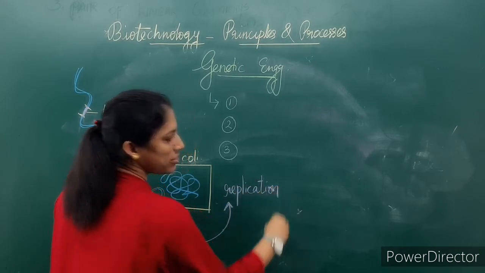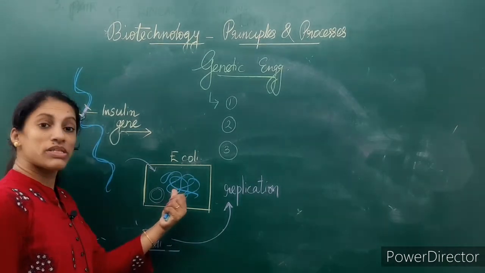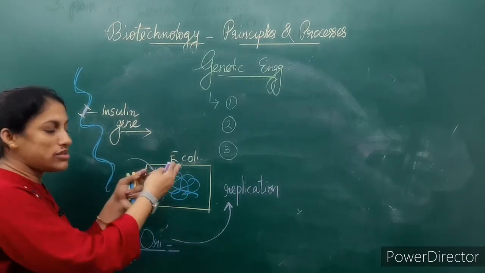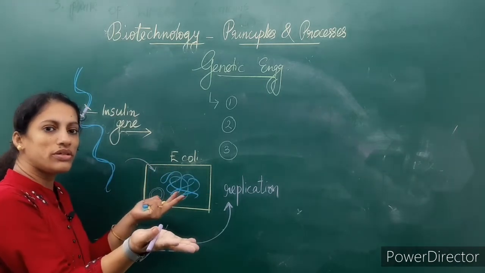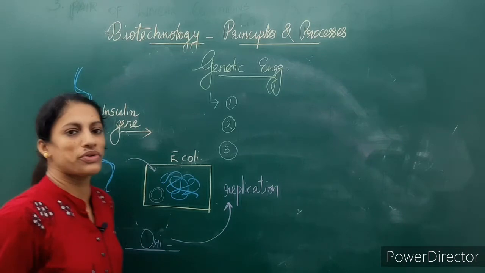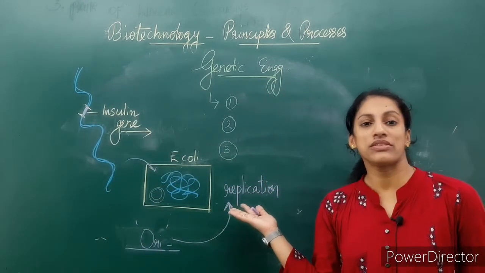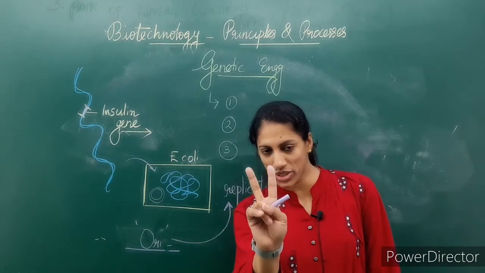Replication is controlled by this site. If the ori is disturbed, suppose when we cut and insert this, the ori is removed, there is no use for incorporation. It cannot replicate if there is no ori. The two conditions, you keep in mind.